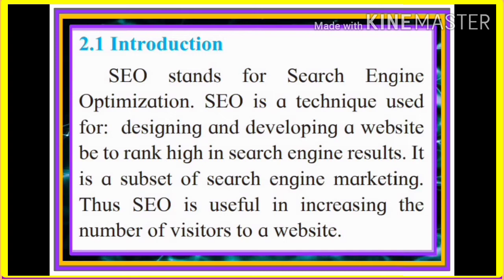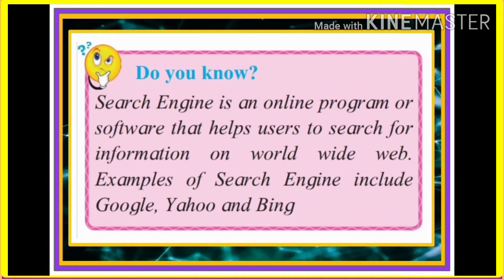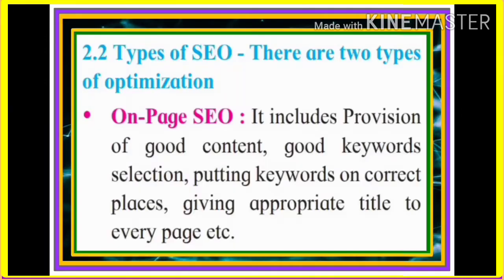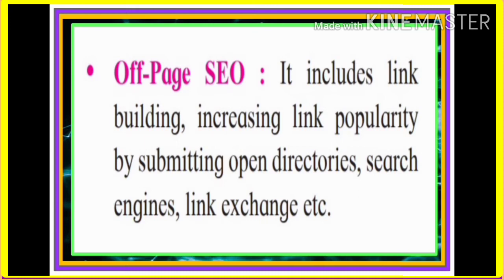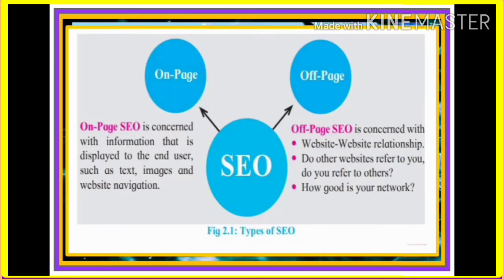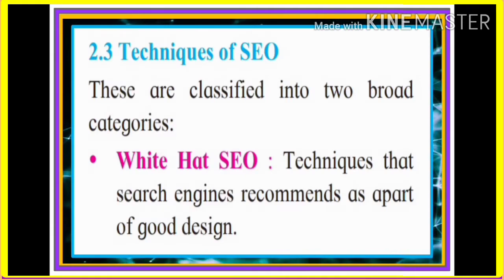In our previous part, we have discussed about introduction to SEO, search engine optimization, examples of search engine, Google, Yahoo, Bing, types of SEO. There are two types of SEO, on-page SEO and off-page SEO. Figure shows the types of SEO.